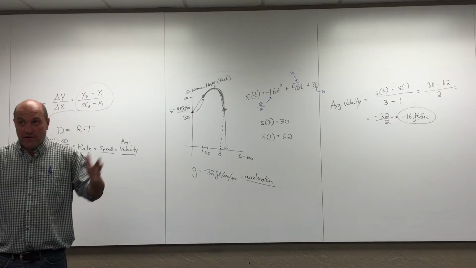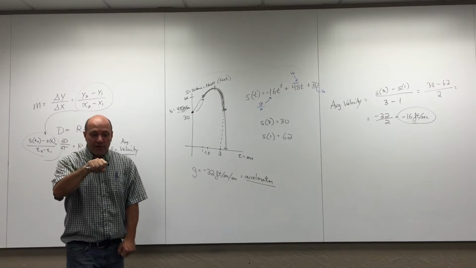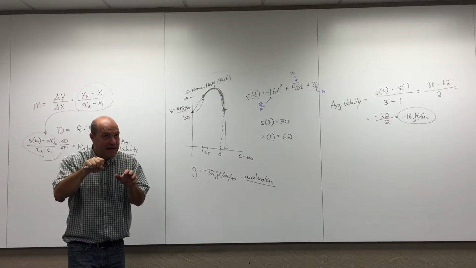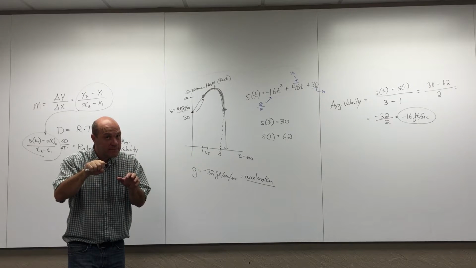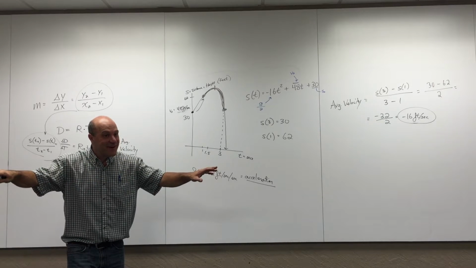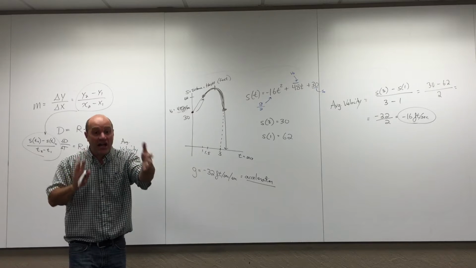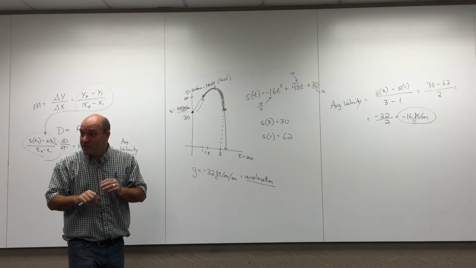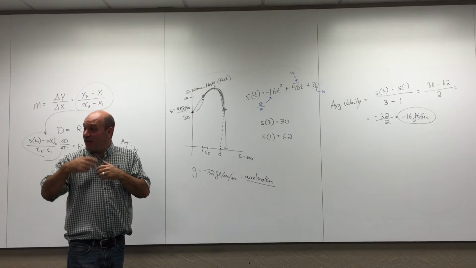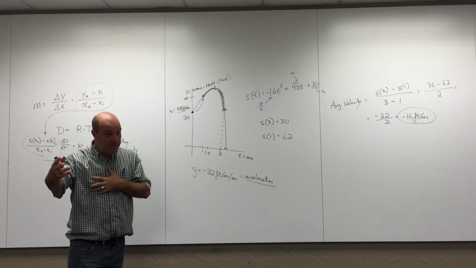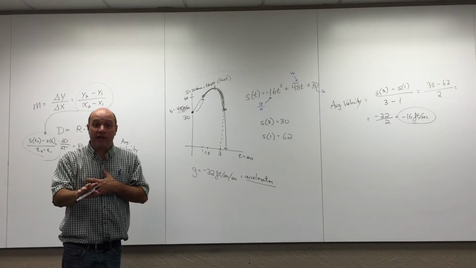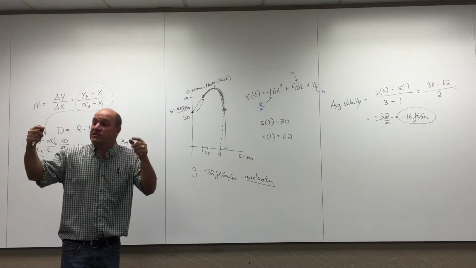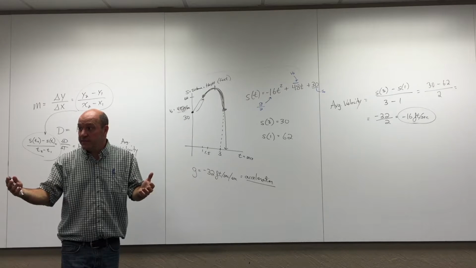If you're cruising down the road at 30 miles an hour, nice, got it on cruise control, what's your acceleration? Zero. Thank you. You're not accelerating. You're cruising at a constant velocity. But you can speed up and have a positive acceleration. You can hit the brakes and slow down, and you'll have a negative acceleration. Acceleration changes velocity.